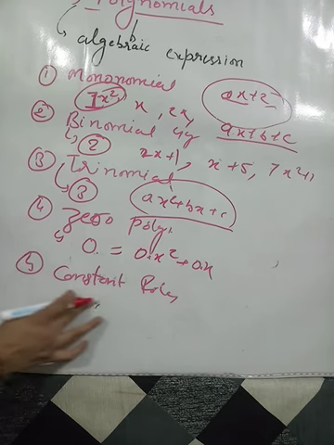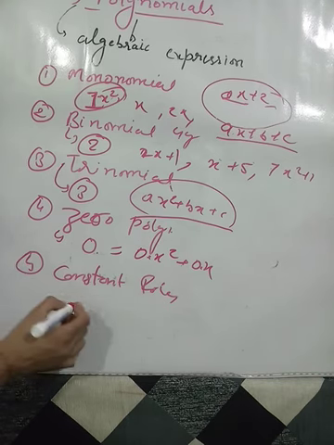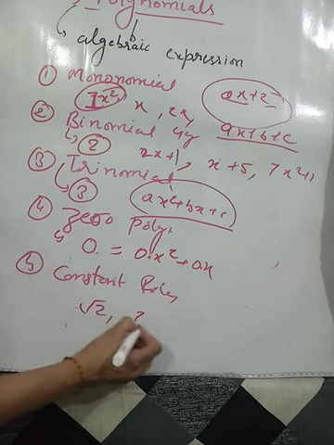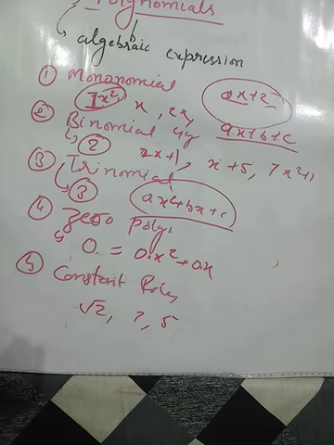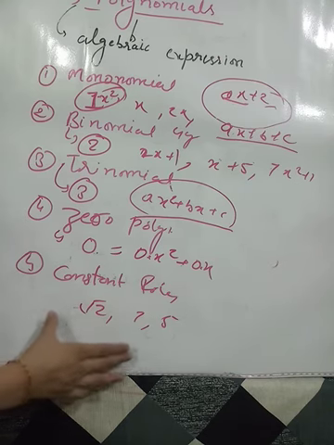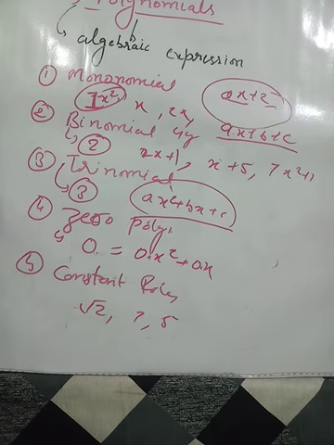And the constant polynomial: if you have any polynomial with only a constant, that polynomial is said to be a constant polynomial. Let root 2, 7, 5; there is no variable, so it is said to be a constant polynomial. So on the basis of terms, we divide the polynomial in the following way: monomial having only one term, binomial having two terms, trinomial having three terms, zero polynomial having zero coefficients, and the fifth one is the constant polynomial, a polynomial with the constant only.